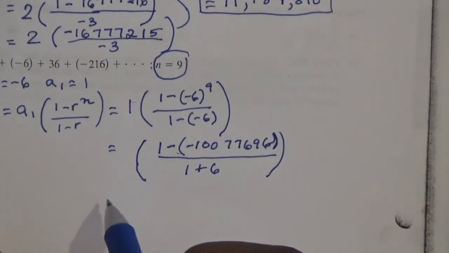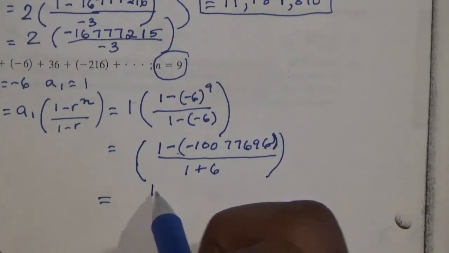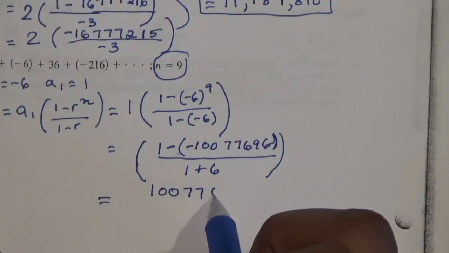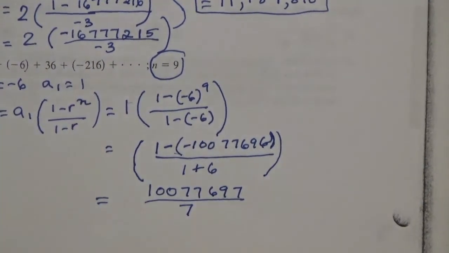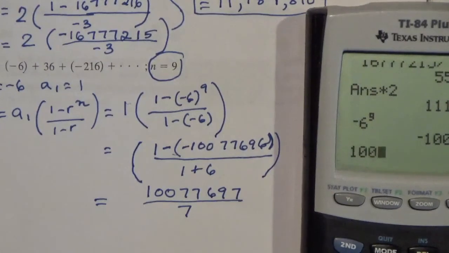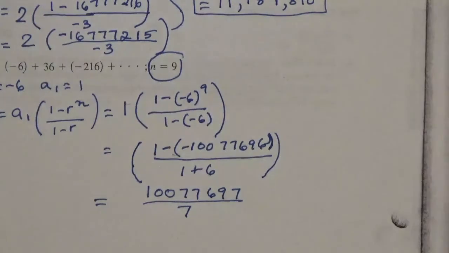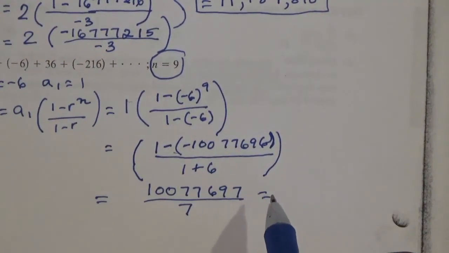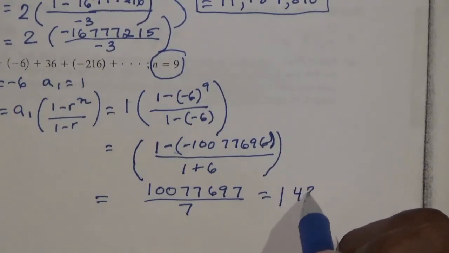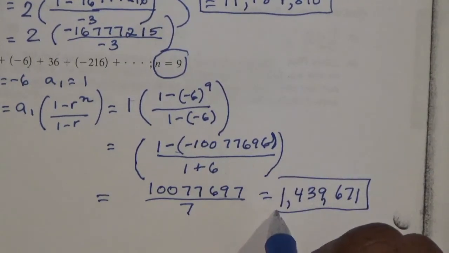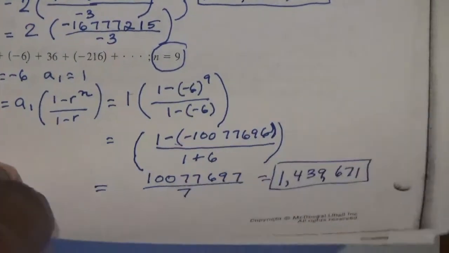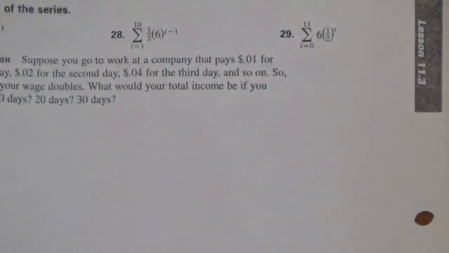From here, this is 10,077,697 all over 7. We want to do that one in the calculator: 10,077,697 divided by 7. That's going to give us 1,439,671. And that is all of your notes.